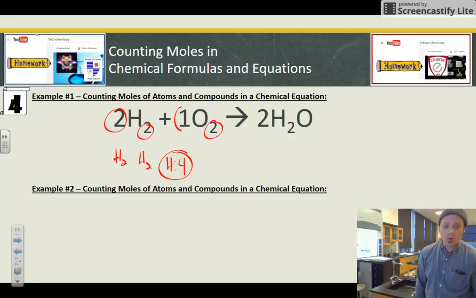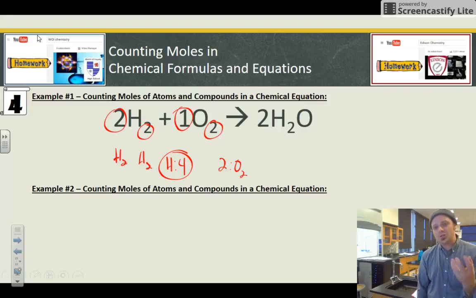Now he's got 1 mole of O2, and O comes in packages of 2. So 2 times 1 is 2 moles of O2. Now he's got 2 moles of O.